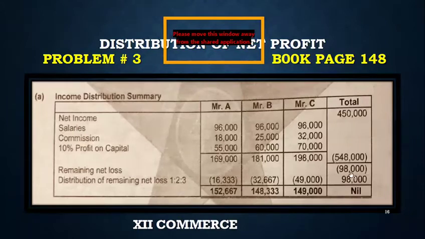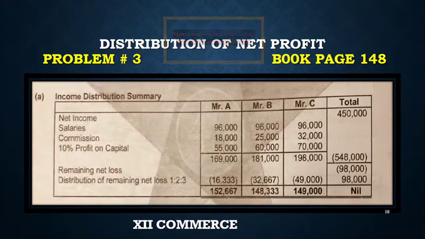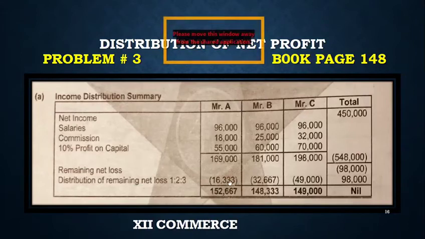Now 98,000 will be distributed as per the ratios given. Ratios are given in the question. What are the given factors? We have over here the ratios 1:2:3, 98,000. इसकी working show करेंगे आप. 98,000 for Mr. A, B and C. तीनों partners की working show कीजिएगा.